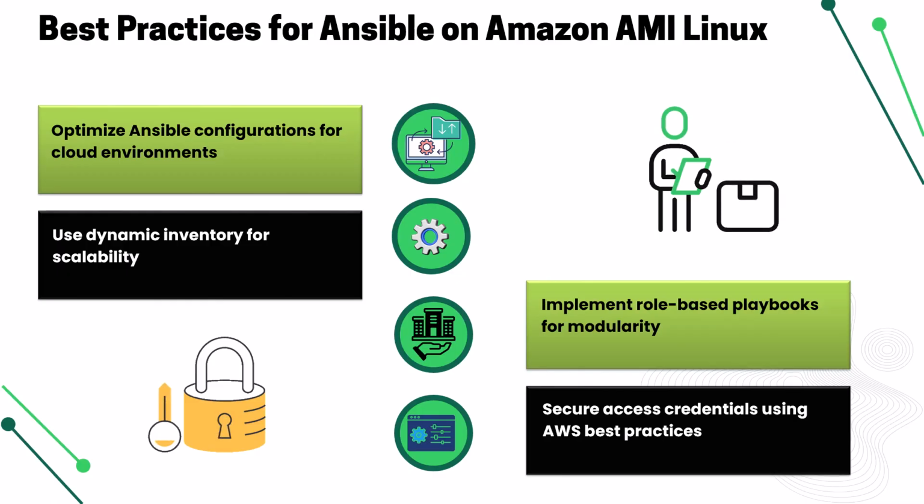If you're using Amazon AMI Linux, there are some best practices to follow. Optimize your configurations for cloud scalability and use dynamic inventory. It's like letting Ansible discover your servers automatically. Role-based playbooks keep things modular and maintainable. Oh, and don't forget security. Manage your AWS credentials wisely, or you might give hackers an invitation to your infrastructure.